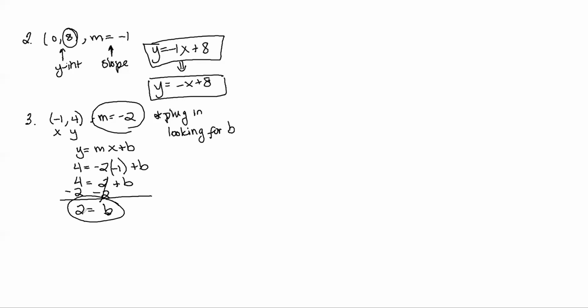Once we have b and m, we're going to plug it into y equals mx plus b. Y equals m, which is -2, x plus b, which is 2. So we plugged in 2 for the b, and we plugged in our -2 for the slope.